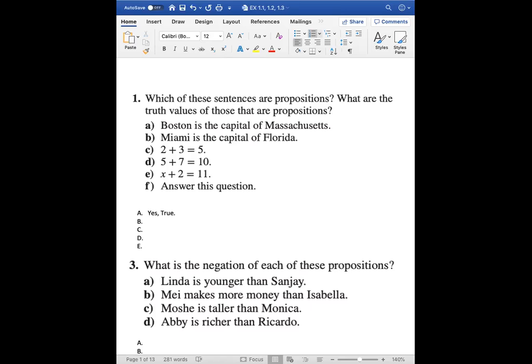If you don't know that Boston is the capital, that's all right as well. The second one is Miami is the capital of Florida. This is also a proposition because it evaluates to either true or false. Part C is 2 plus 3 equals 5. This is also a proposition because it is either equal to 5 or it is not, so there are only two answers. 2 plus 3 equals 5, so this is a proposition and the truth value is true.